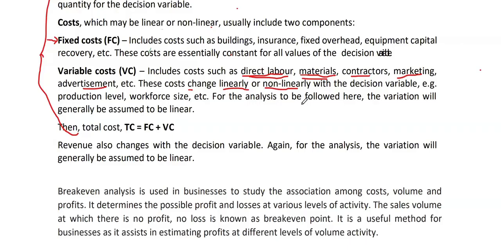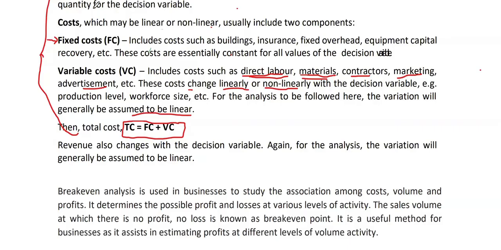right? For the analysis below, we generally assume that the variation between level of production and cost is linear. For simplicity, we make that assumption, okay? So we're assuming a linear relationship for simplicity between the level of production and cost. Then it stands to reason, guys, that total cost would be equal to what? Fixed cost, FC, plus variable cost VC. Or we could put a T in front of these to say total fixed cost plus total variable cost. Do you get that, guys?